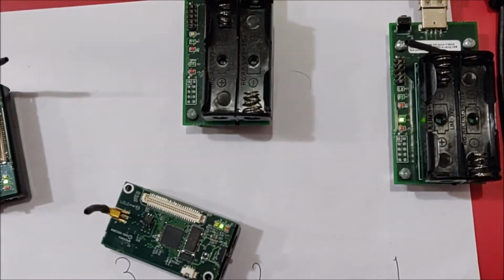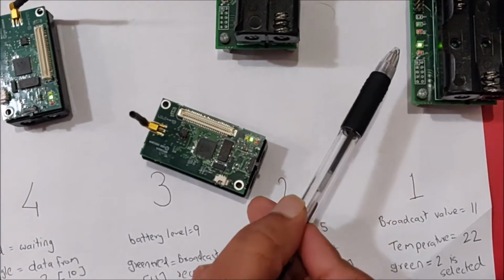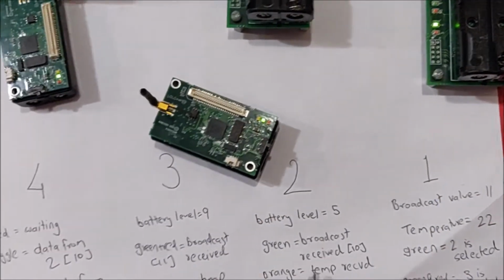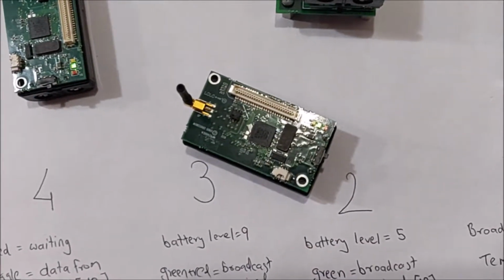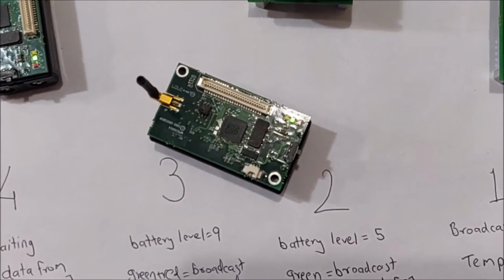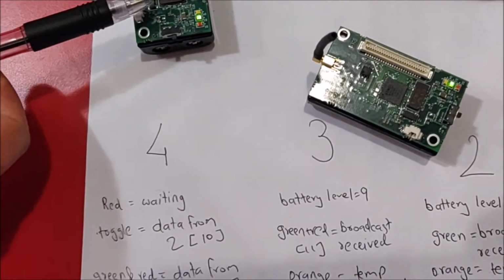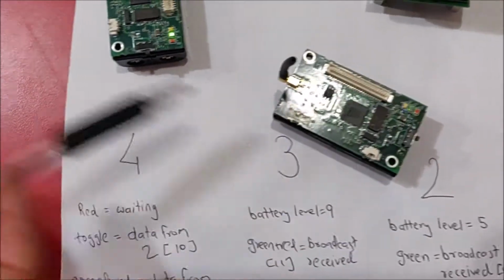Now the 3rd node is switched off. So now again you can see the data over here is 1, 0, which is the green. That means node 2 has been selected. Again over here, on the 2nd node, you can see green, which means it's receiving the broadcast from the 1st node. And over here, the 4th node has switched from green and red to the toggle mode. This means it's receiving the data from the 2nd node.